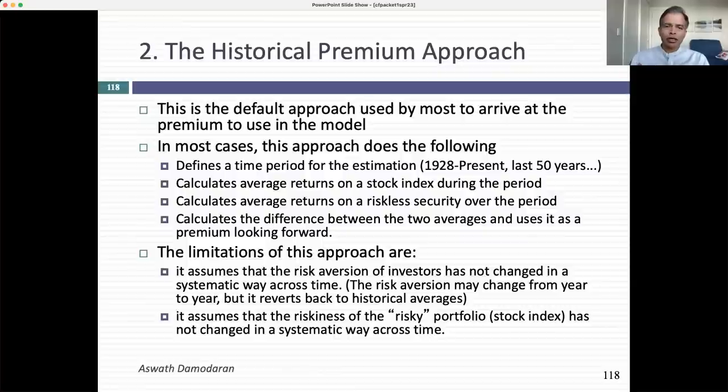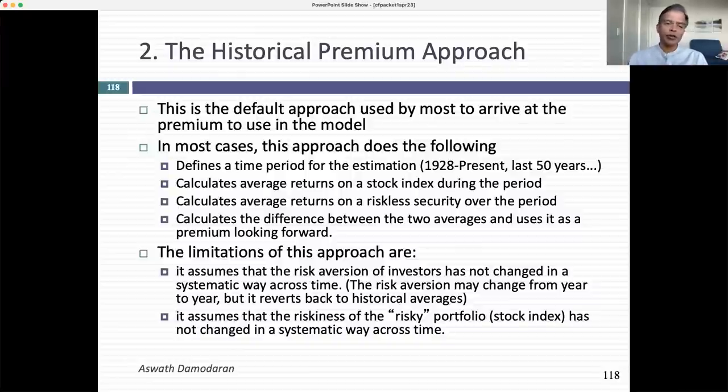Historical premiums are the choice of most analysts, most appraisers in how to come up with an equity risk premium. So here's how it works. You define a time period, 10 years, 50 years, 90 years. You calculate the average return you'd have made investing in stocks over that period. Then you calculate the average return you'd have made investing in treasury bills or T-bonds over the period. Then you take the difference.